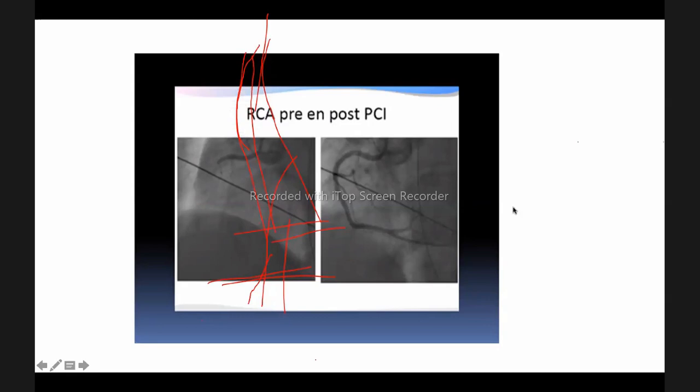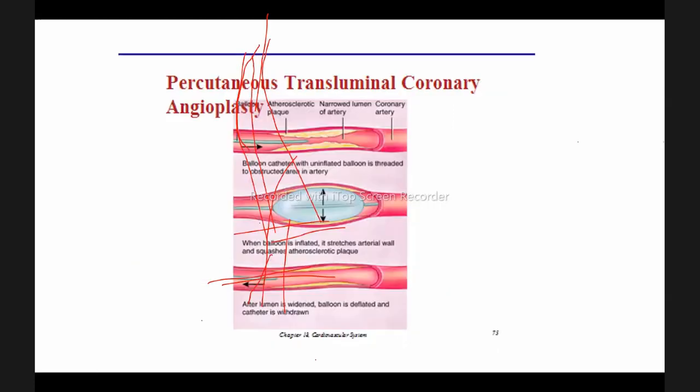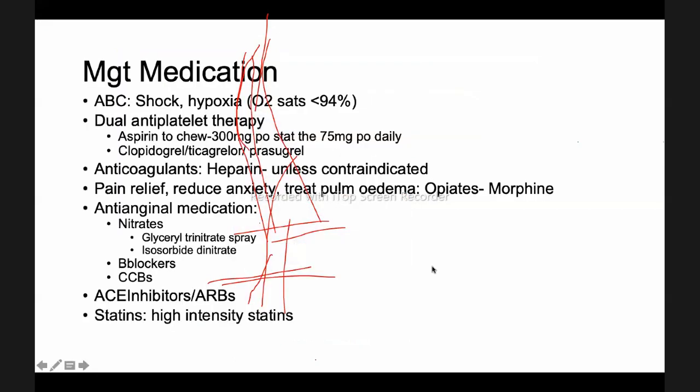Anyway, I already showed you this picture of the PCI with the occluded right coronary artery. And this is just a summary again of how a PCI is done. It's so important because now we've got all these newer treatments, and you need to know about them so that when you finish your seventh year and you're posted to a rural site, you know that there are better options than just keeping a patient on the ward and giving morphine.